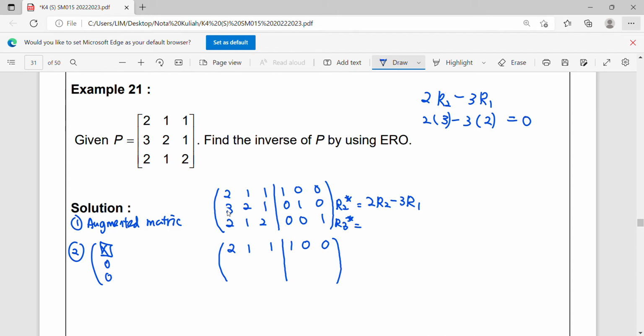Alright. So after you determine the operation by referring to this number, we calculate for the entire row result. 2 row 2, so the whole row times 2: 6, 4, 2, 0, 2, 0. 3 row 1, entire row times 3. We're going to minus. So 0, 1, negative 1, negative 3, 0. So this is our result.